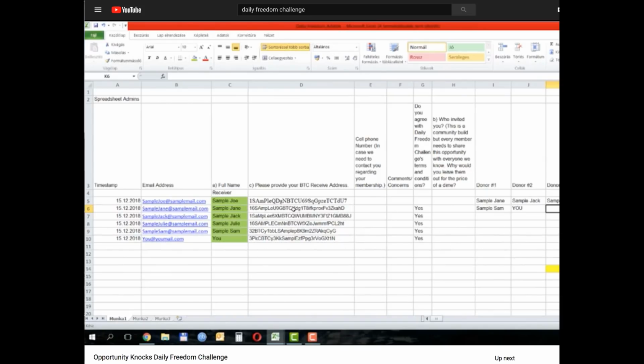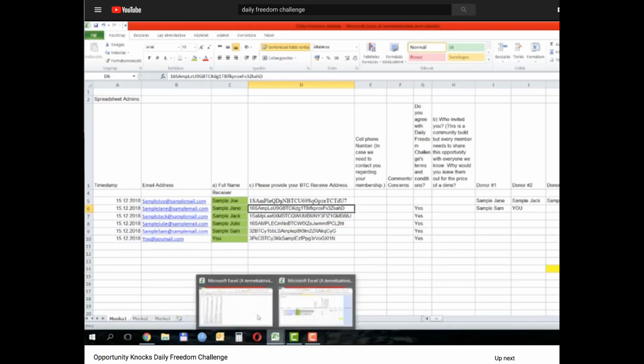Okay, so when you get assigned, then you need to find your name in one of these columns. Best is if you press Ctrl F and then write your full name there, and then the program will look for your name in these three columns. When you found yourself, then you see you have to pay to this Bitcoin address and to this person, and you can contact him or her on this email address.